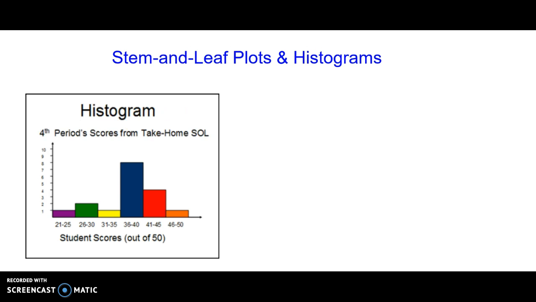So here we have a histogram. A histogram will look very much like what's also called a bar graph. There are some slight differences, but just at a glance, the bar graph and the histogram appear to be identical. Some of the differences are that in a histogram, you'll notice each one of the bars is touching the other. That's because, unlike in a bar graph, the histogram's bars are representing a range of values.